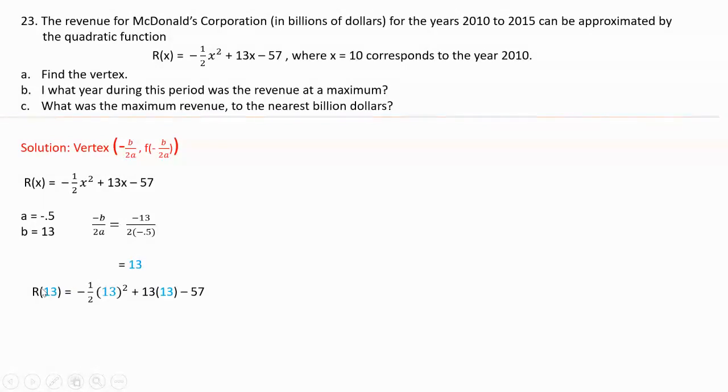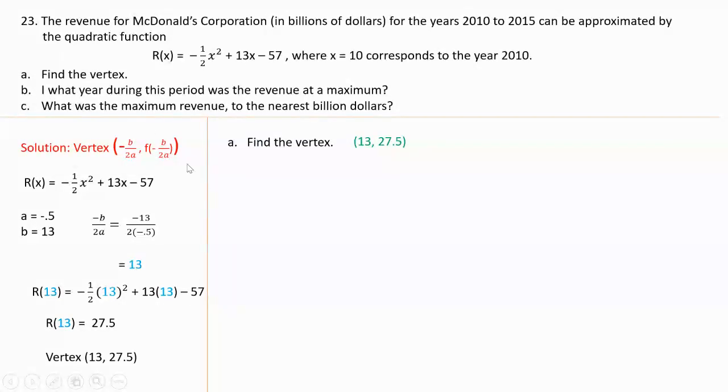Now for the y part, we're going to evaluate R of 13, which means I'm going to plug in 13 for every x. We put that in the calculator, and it's going to give us 27.5. So for part A, the vertex will be (13, 27.5).